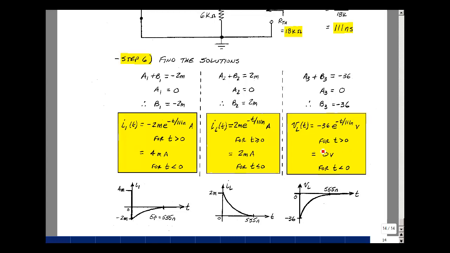This is the voltage across the inductance, and it can change instantaneously, but let's just check it. T less than 0 is equal to 0 volts. T is equal to 0 plus, we get a minus 36 times 1.